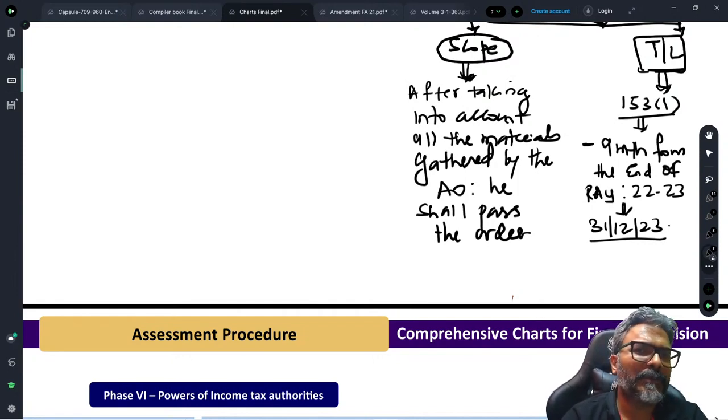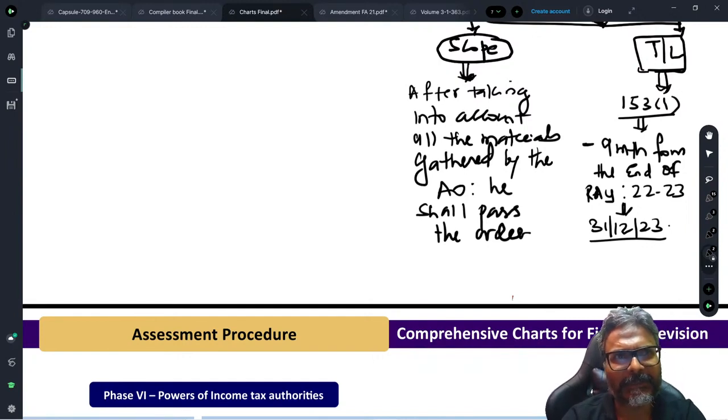Now over here, students, what is a more important point? He will take into account all the materials which he has gathered, and by virtue of those materials, he is going to pass the order. By virtue of those materials, students, is he going to pass the order? And the answer is yes, he is going to pass the order by virtue of those particular materials. Is that clear to all of you?